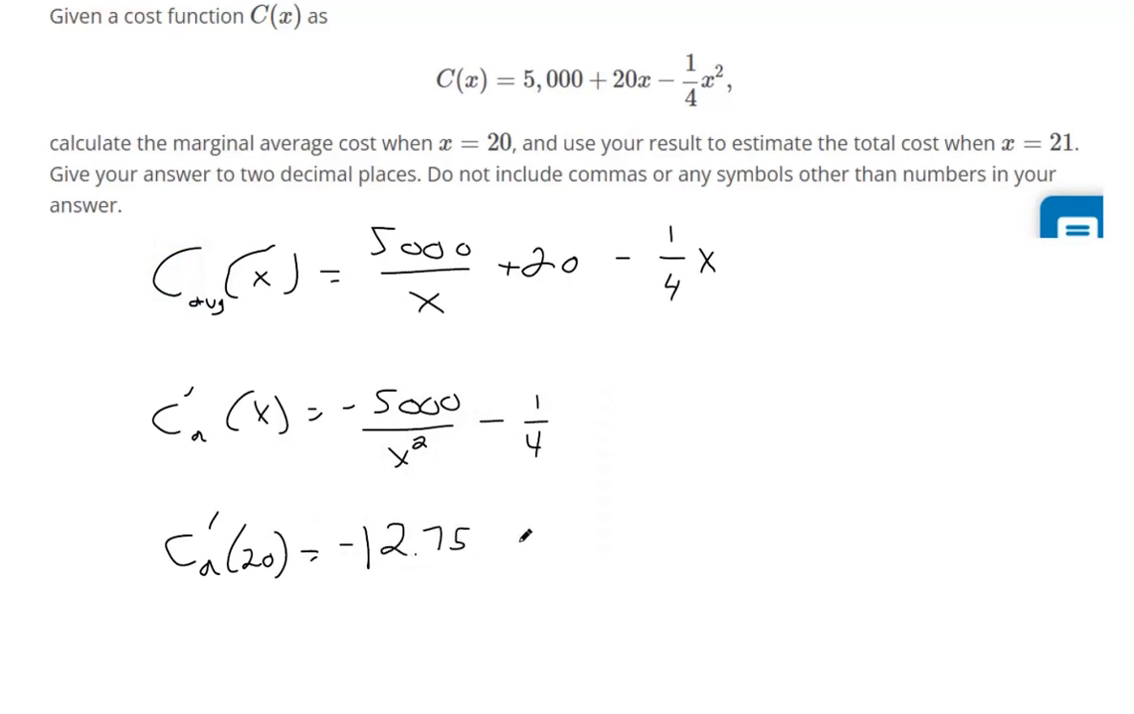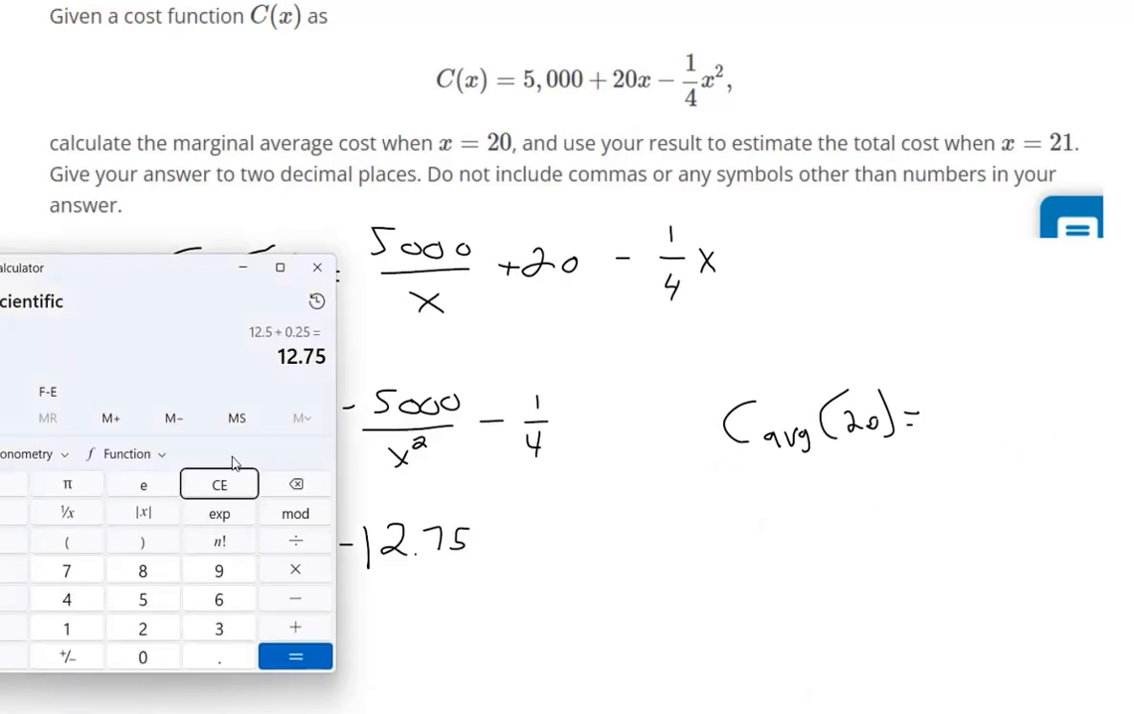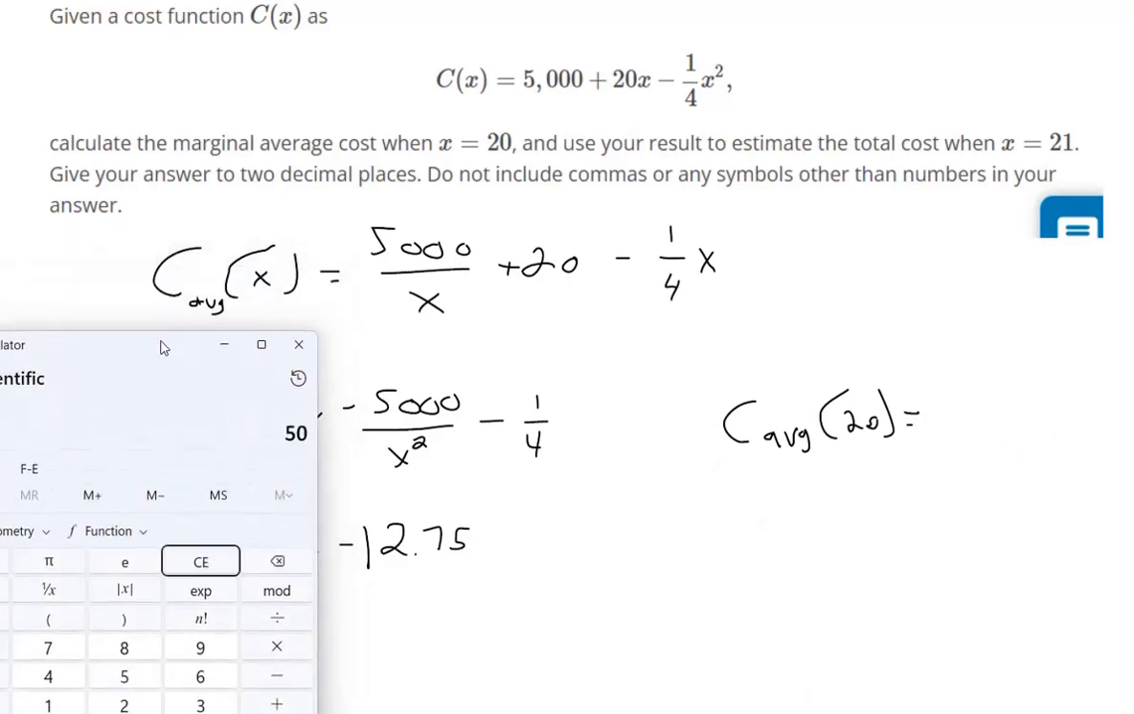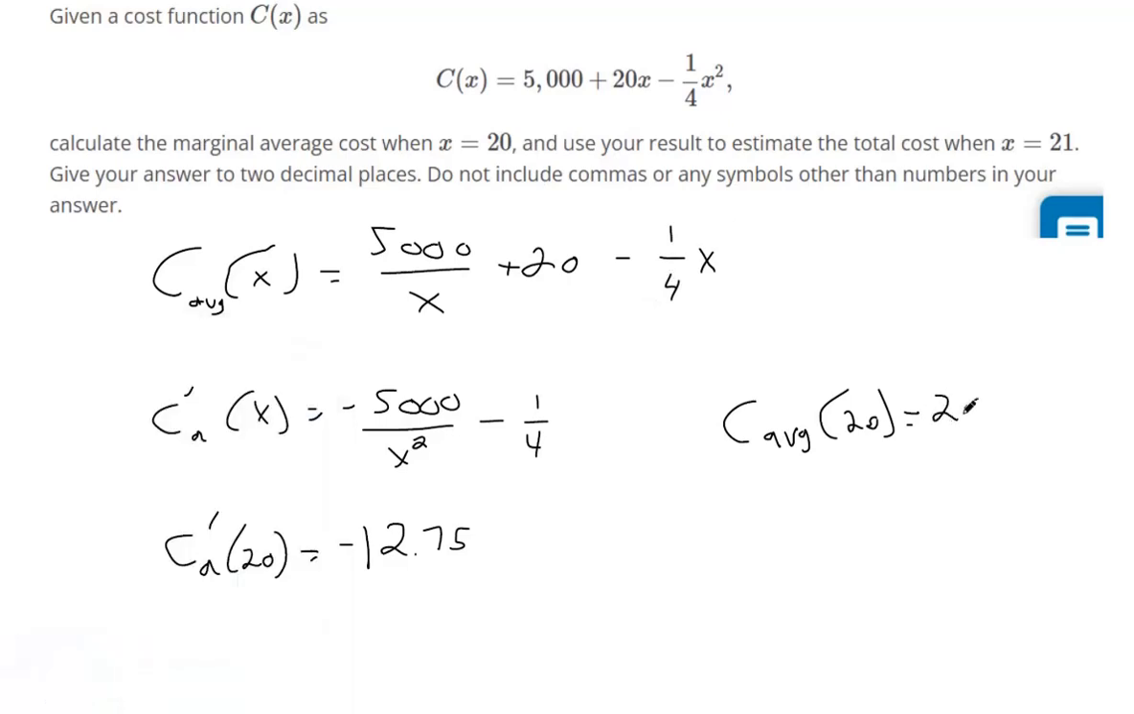We'll use the same logic on the last one. To estimate the total cost when x equals 21, let's find out what the average cost was when x equaled 20. And so we plug in 20 into the average cost function. 5,000 divided by 20 plus that 20, and then 1/4 times 20 is 5, so it's going to be minus 5. The average cost was $2.65 per item.